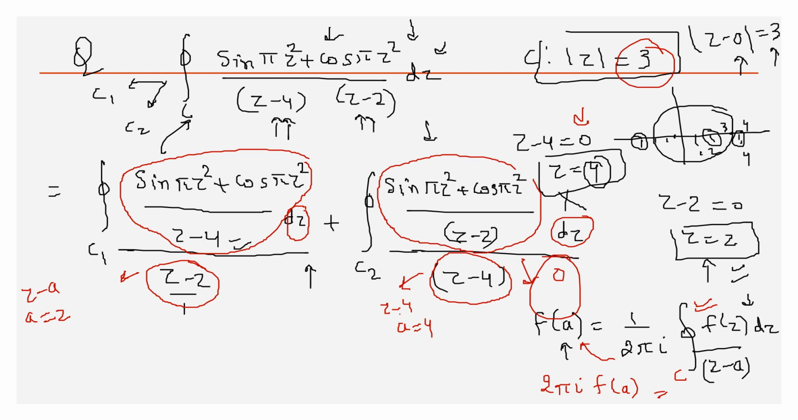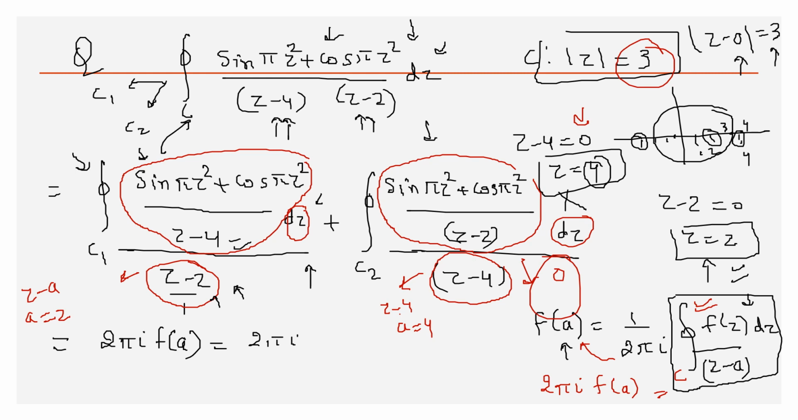So I have the integral of f(z) dz upon z minus a, this bit. So it will be 2 pi iota into f(a). What is a here? 2. That means 2 pi iota f(2). Yes or no? Just simply in f(z) substitute z as 2. In this f(z) substitute z as 2 and you will get your answer.